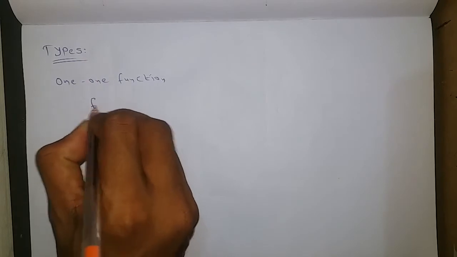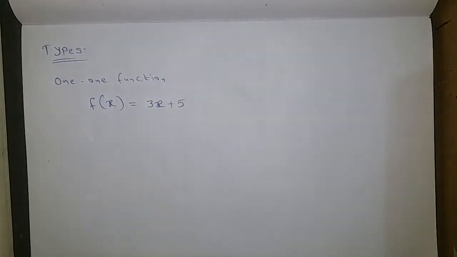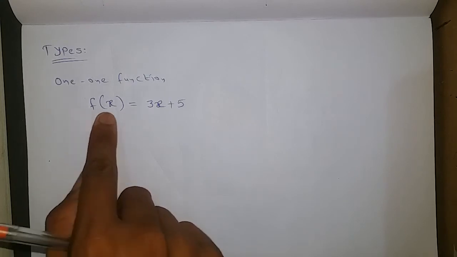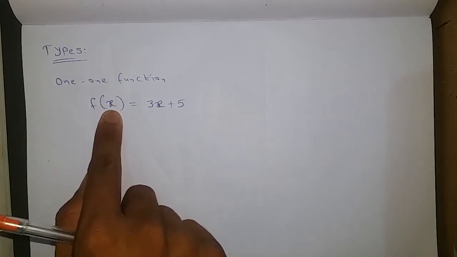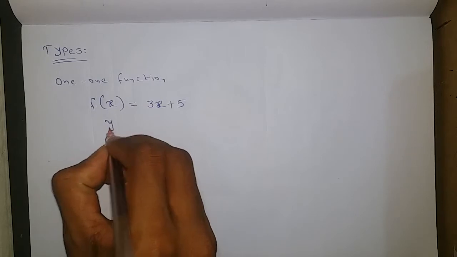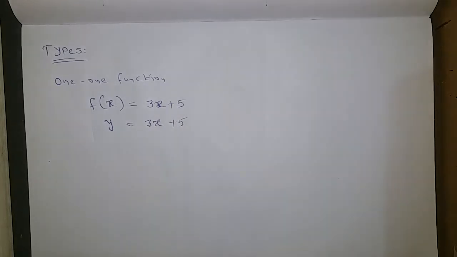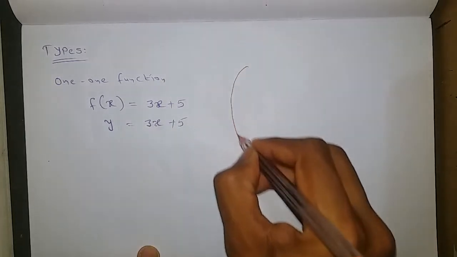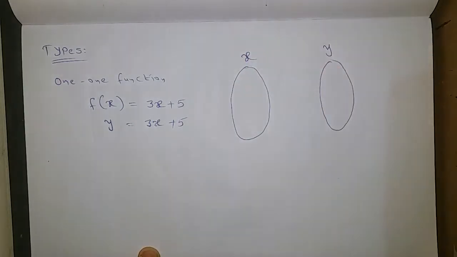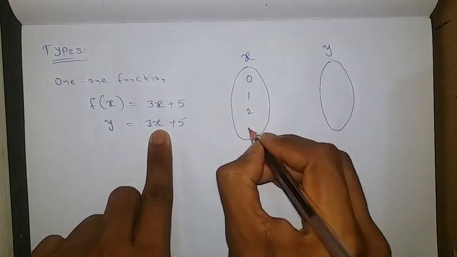Let us check once. We have a function f of x is equal to 3x plus 5. No need to get confused by this f of x. It is a function in terms of variable x. f of x is equal to 3x plus 5. The same f of x we can replace with y also. y is equal to 3x plus 5. Now I am taking two sets. One set is for input and one set for output, that is x and y. For x, I am taking some numbers, that is 0, 1, 2, 3.